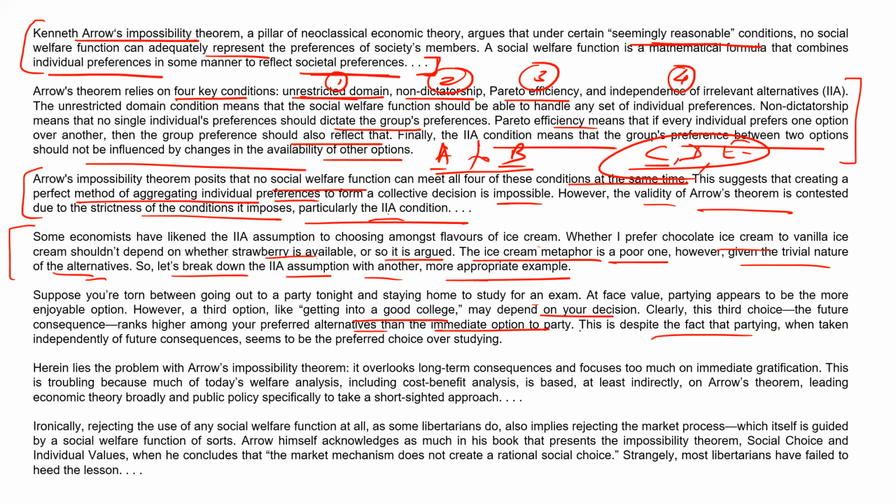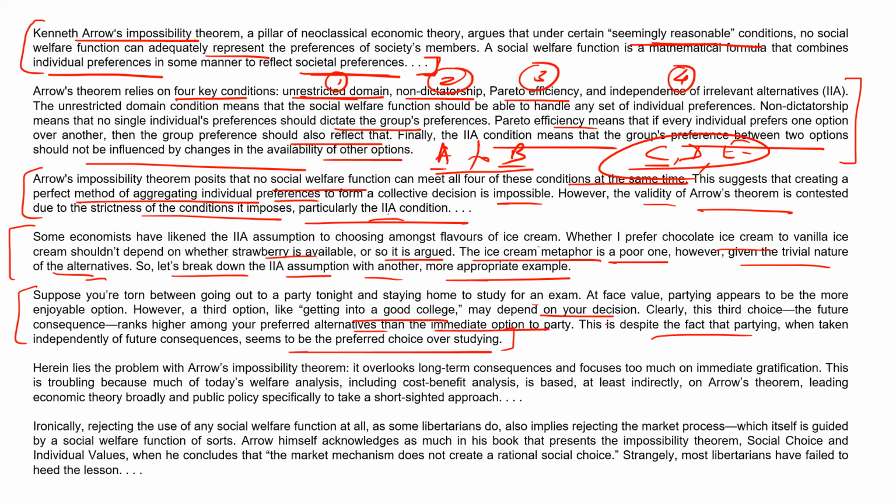This is despite the fact that partying, when taken independently of future consequences, seems to be the preferred choice over studying. So here he is giving another example: suppose there is an option of going to a party or studying. It seems that most of us would choose the more enjoyable option, that is partying tonight. But let's say the third option is there, which is getting into a good college. It may depend upon your decision.